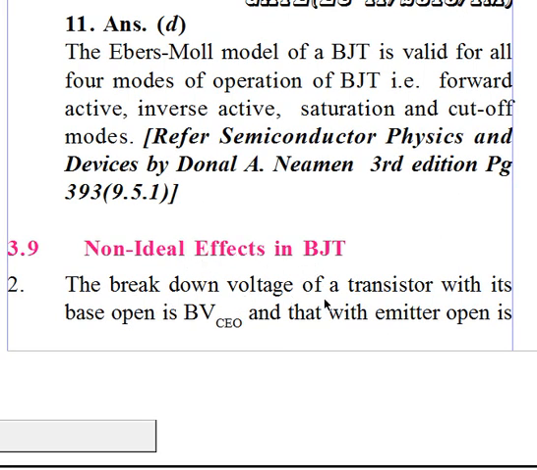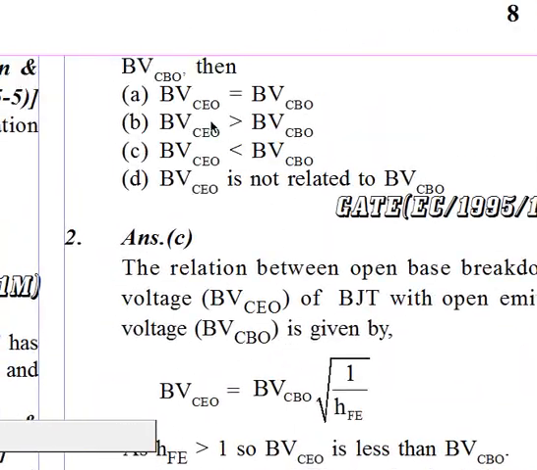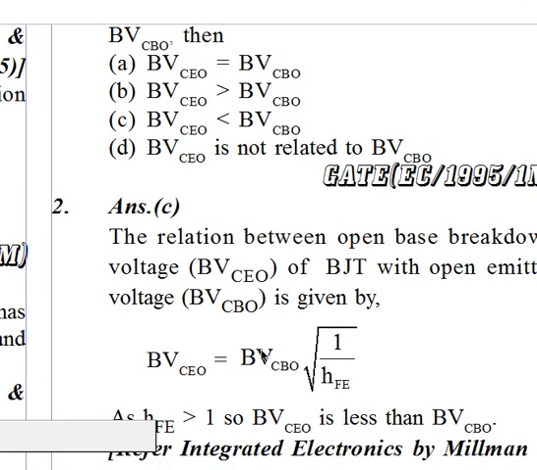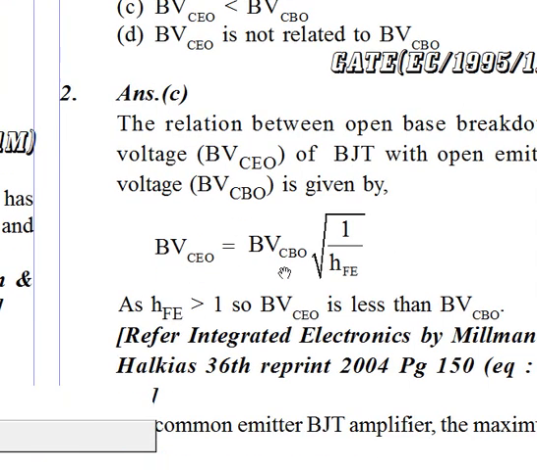The breakdown voltage of a transistor with its base open is BVCEO, and with emitter open is what? That is BVCBO. So which is more? BVCBO is more. I have discussed that in my video, but still you should remember this relationship, and from here you get that this is more. Why? Because hFE is about 100, so when you take it out of the root, it will be approximately 10, so BVCEO is almost 1/10 of this voltage.